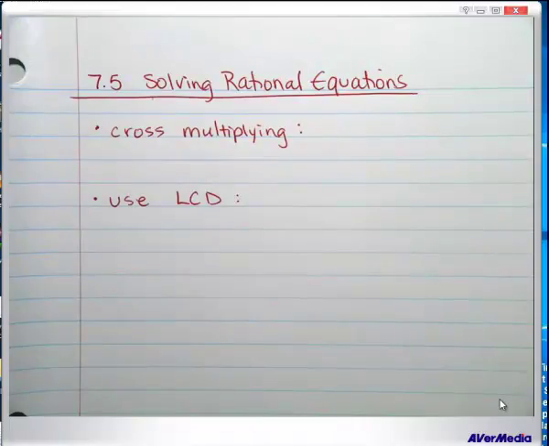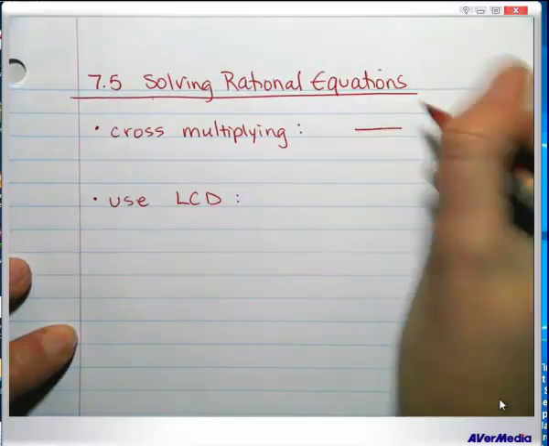So you can get the words from your book if you want them. I'm just going to say it. Basically, with cross multiplying, as long as you have a single expression on one side and a single expression on the other, you can use cross multiplication to solve.